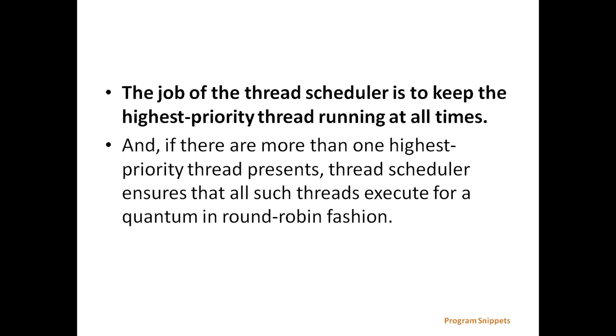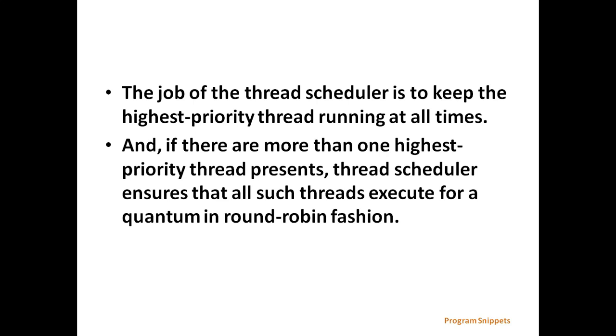The job of the thread scheduler is to keep the highest priority thread running at all times. And if there is more than one highest priority thread present, the thread scheduler ensures that all such threads execute for a quantum in round-robin fashion.